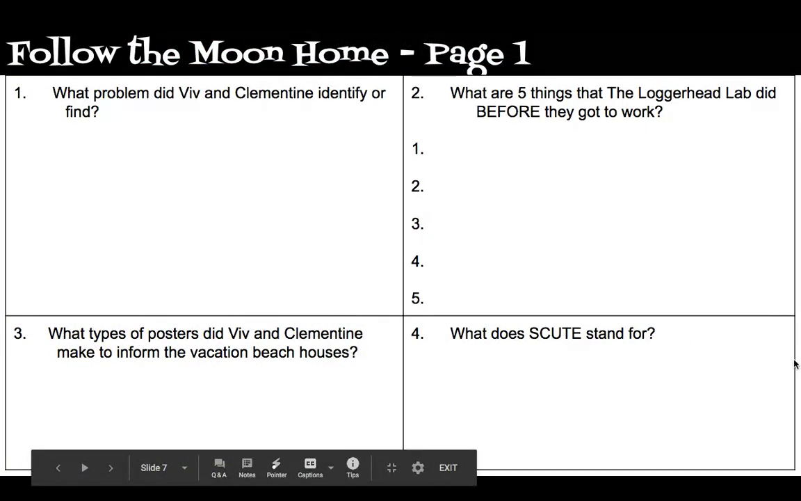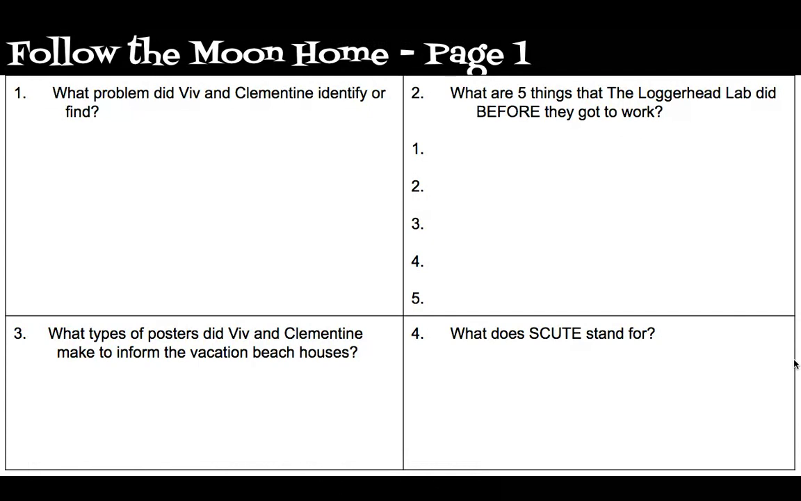On page 1 of your Seesaw activity, there are 4 questions. The first one is, what problem did Viv and Clementine identify or find? And there's one main problem, and you might realize in the story that maybe it was only one of the characters who first found it, but they ended up working together. So name that problem using the label tool.